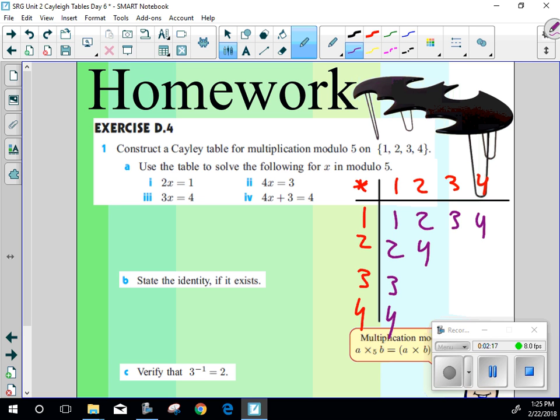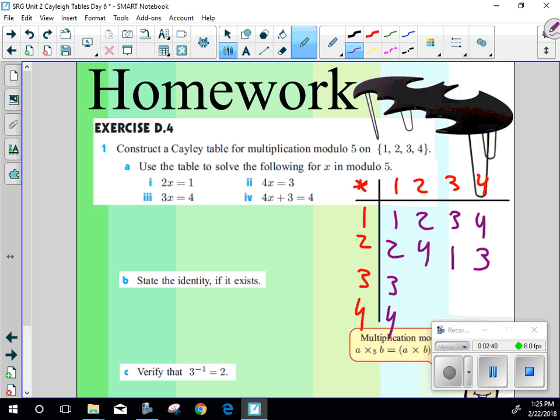Then what will 2 times 3 be? Mod 5 is going to be 1, right? Because 6 divided by 5 will have a remainder of 1. How about 2 times 4? What will that have? 3. Now, what do you notice about 1, 2, 3, 4 and 2, 4, 1, 3? And it looks like it's going to be close.